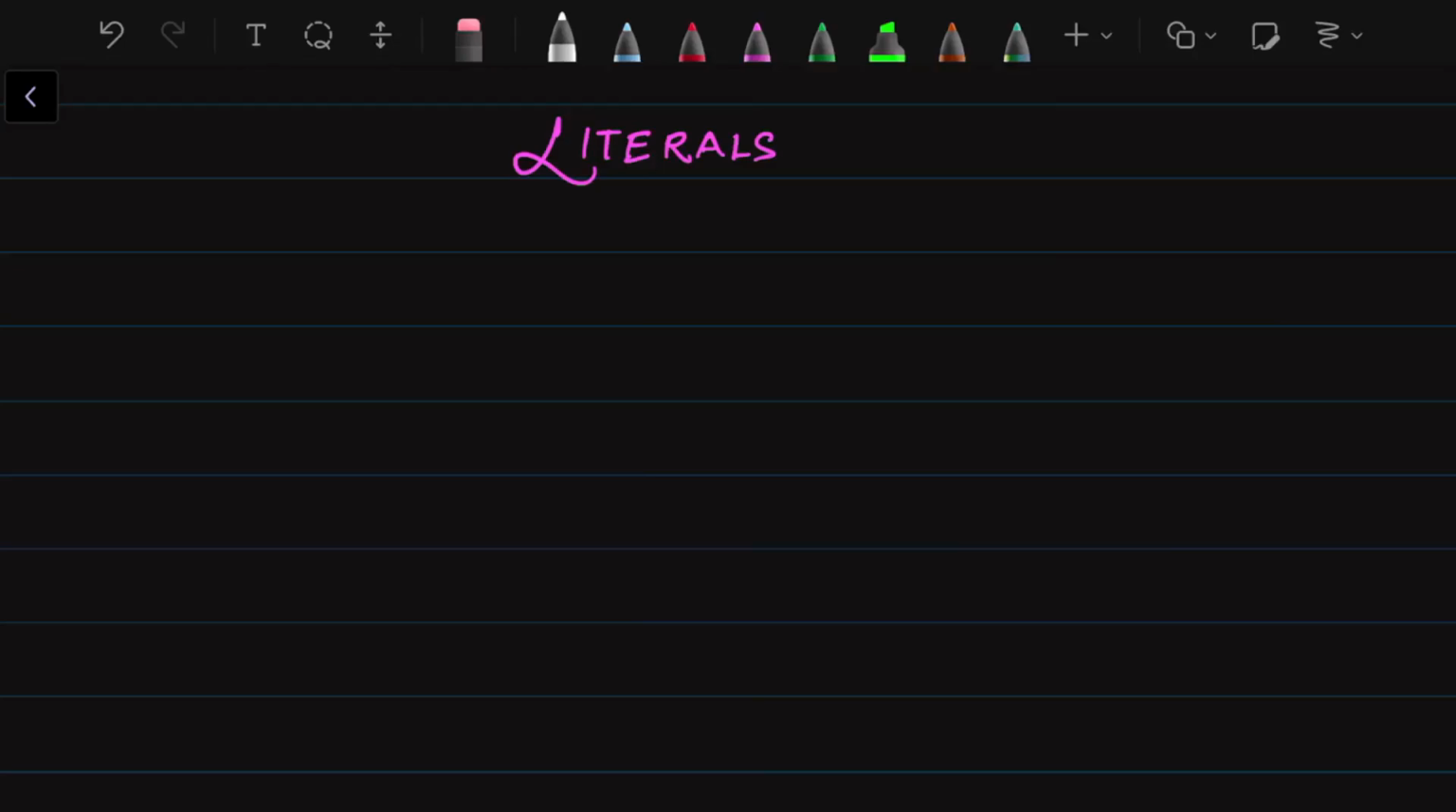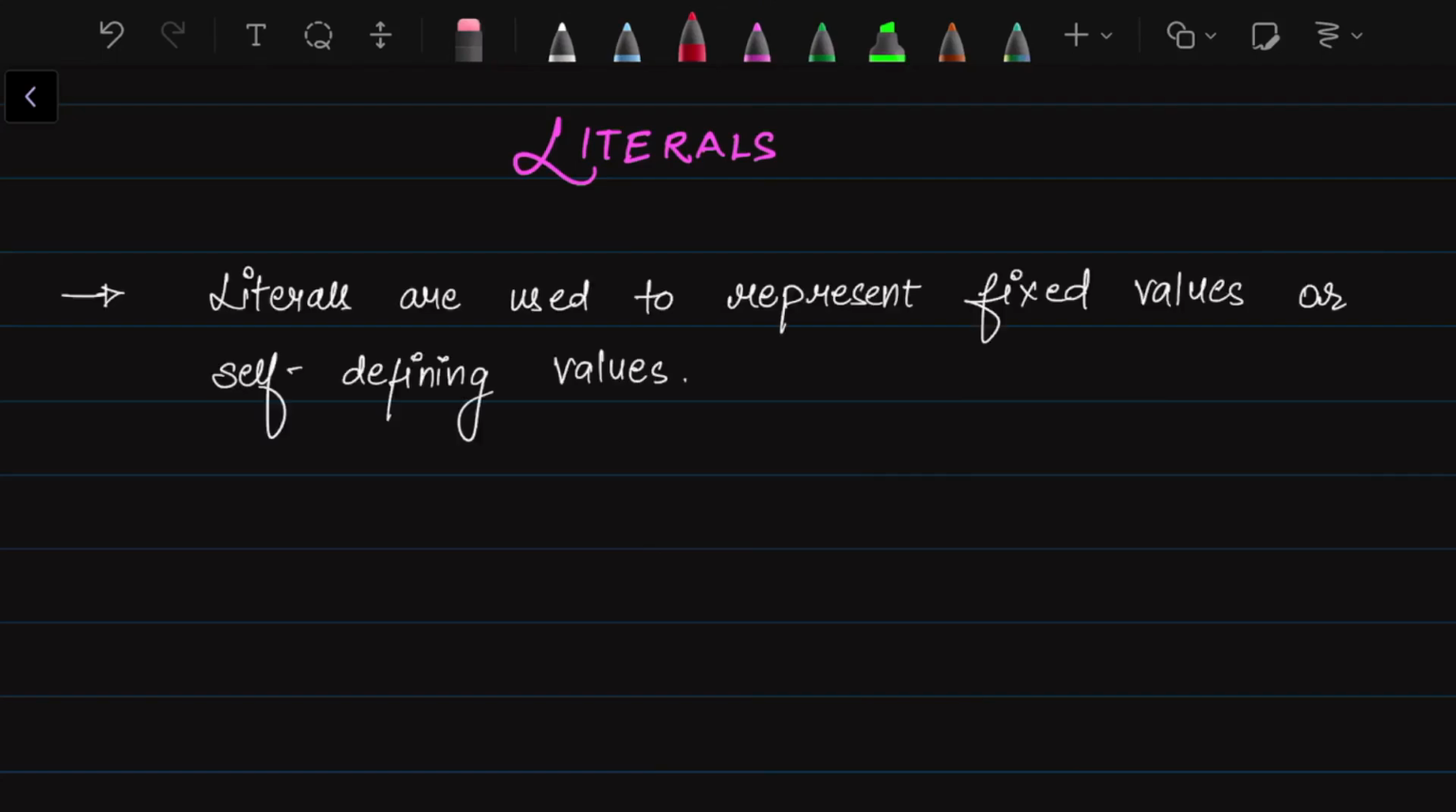Hello everyone. Today we are going to discuss literals. So literals are used to represent fixed values or self-defining values. So what do I mean by fixed values? Fixed values means, let's say, we have 1 or 2.5 or a character, let's say B.